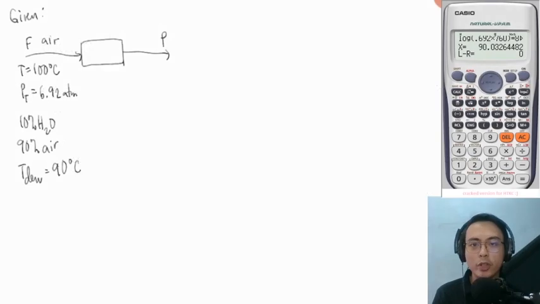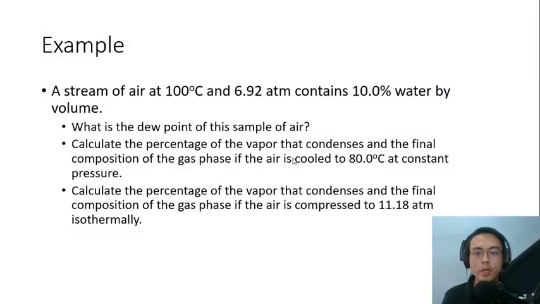So we go back to our diagram. Now, we now know that our unit is a cooler because it says in the problem that we are cooling the gas to bring down the temperature to 80 degrees Celsius. So the temperature in your product is now 80 degrees Celsius, and it said it's at constant pressure, so the pressure is still 6.92 atmosphere. Now, the question is, how much water is now in your product? We are to determine the percentage of the vapor that condenses.